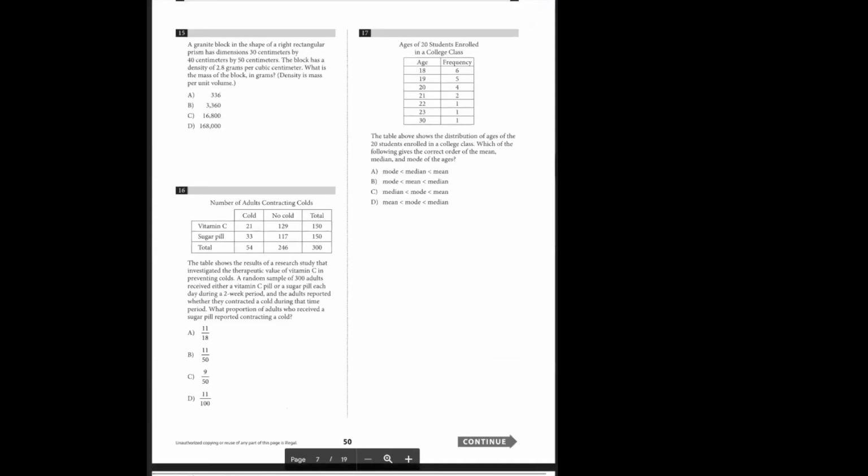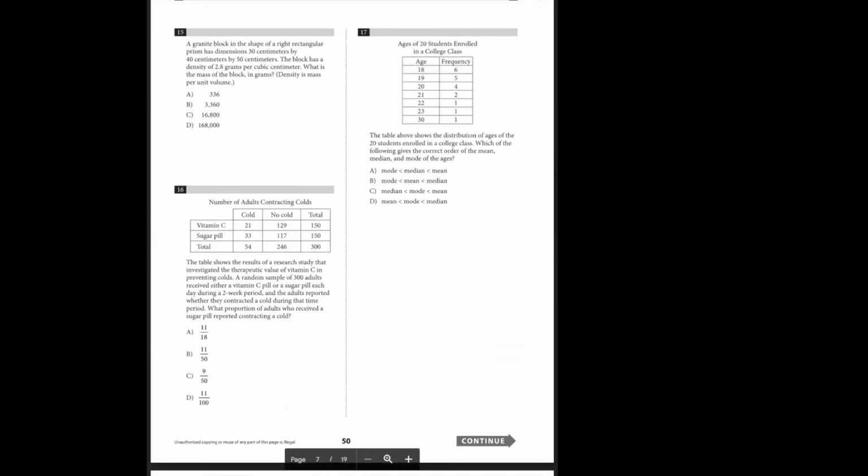All right, so on this page, I wanted to do number 17 because it was stats. The rest is not too bad, in my opinion. So I'm gonna do number 17 only because it's mean, median, mode. It's kind of just testing your knowledge of stats. So it says, the table above shows the distribution of ages of 20 students enrolled in a college class. Which of the following gives the correct order of the mean, median, and mode of the ages?